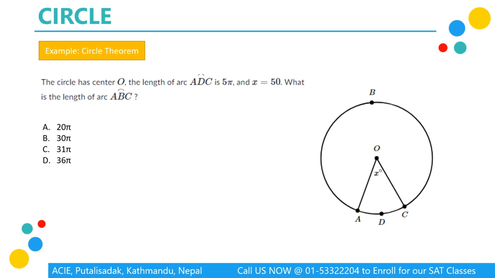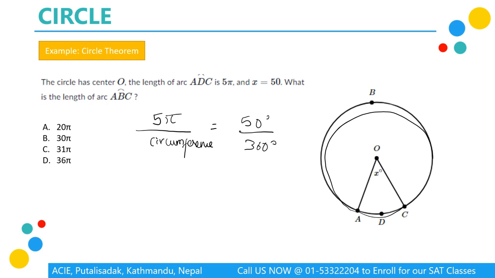Like mentioned, ABC is one arc and ADC is another arc. Let's say only ABC is asked. Now in this we're going to use the small section of the formula that I said was important, which basically means arc length of 5 pi by circumference is equal to 50 degrees by 360 degrees. When this gets multiplied over here, it gives us 1800 pi by 50 degrees is equal to circumference. Therefore circumference is 36 pi.